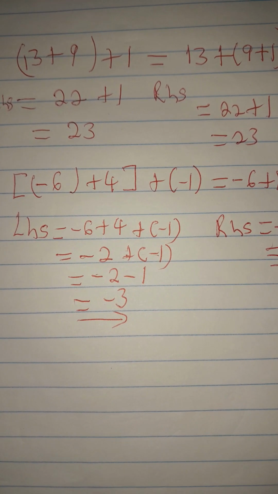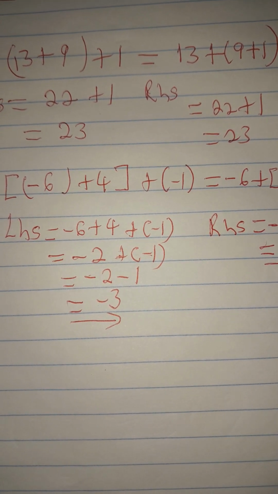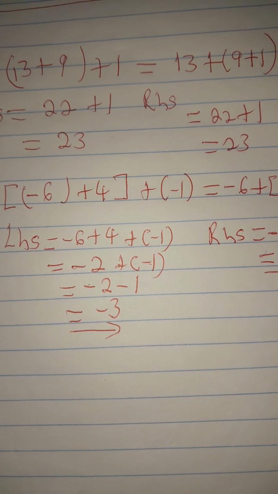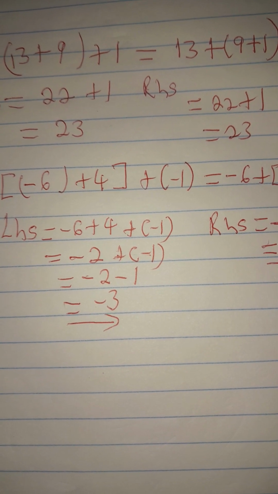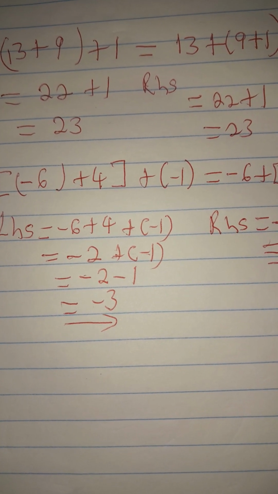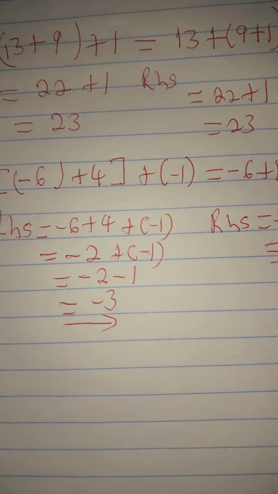Our third video in terms of the properties will be distributive property. So remember what I said: associative property means you can group integers in different ways when you add or subtract them. Changing the grouping will not affect the answer.